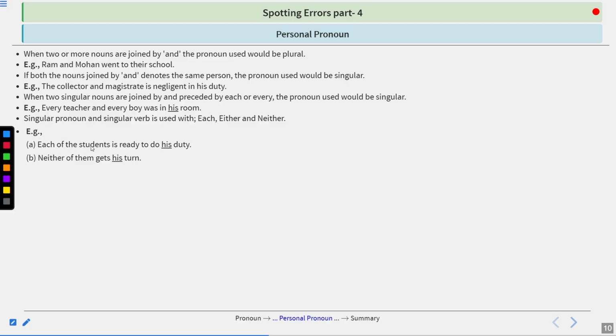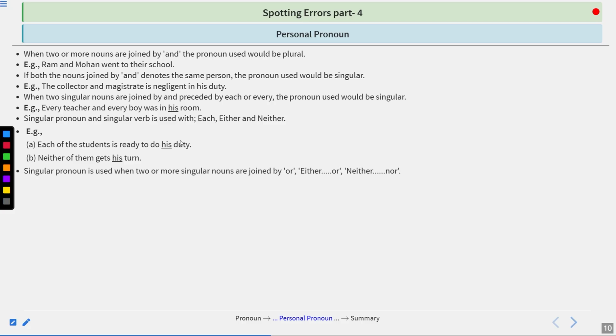Students could be girls, students could be boys, male or female, but we prioritize masculine gender here according to the rules of grammar. Neither of them gets his turn. So again, we are prioritizing masculine gender. If we are certain about the gender, we can use "her" as well, or we can use "his or her."